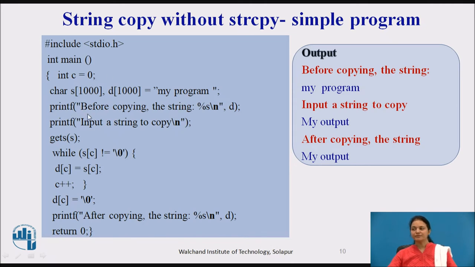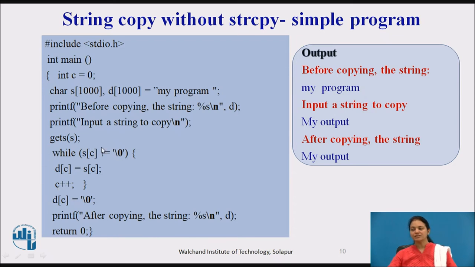Now we'll print first before copying the string, and then we'll input a string which needs to be copied, by gets. Now here we can see that while we are not getting the null character, the destination is going to be copied from the source, and c is the counter, that is the index from 0, and it will go on increasing with the help of c++.